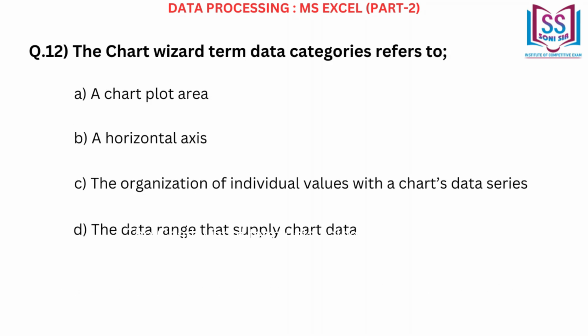The chart wizard term data categories refers to A. A chart plot area, B. A horizontal axis, C. The organization of individual values within a chart's data series, D. The data range that supplies chart data. Correct answer B. A horizontal axis.